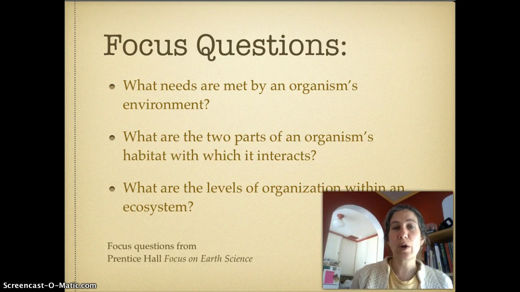So we have some focus questions, so you're going to need to set up your page with Cornell Notes. So have a title on the top, such as ecosystems, and on the left side you'll have the focus questions, and on the right side you'll take additional notes. The key vocabulary is going to be highlighted in red, so make sure that those get into your notes if you don't already know those vocabulary words.